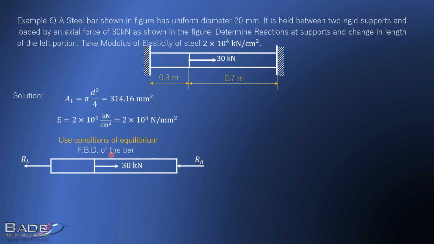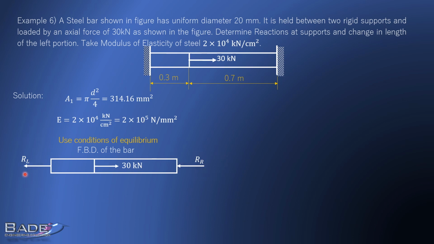There is a 30 kilonewton force applied on the rod. Under this force, this rod has a tendency to move rightwards and these supports are preventing rightward motion. That means reactions are leftwards. To prevent rightward motion, there must be leftward reactions. So I have shown leftward reactions.